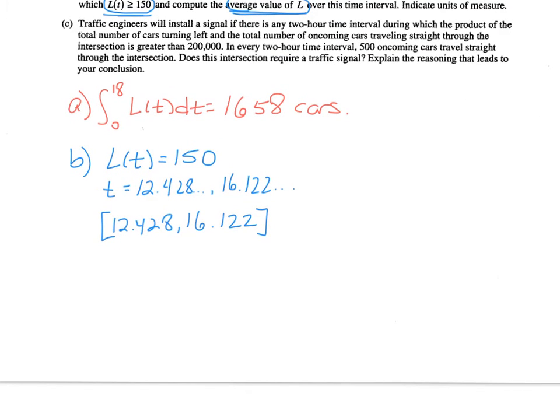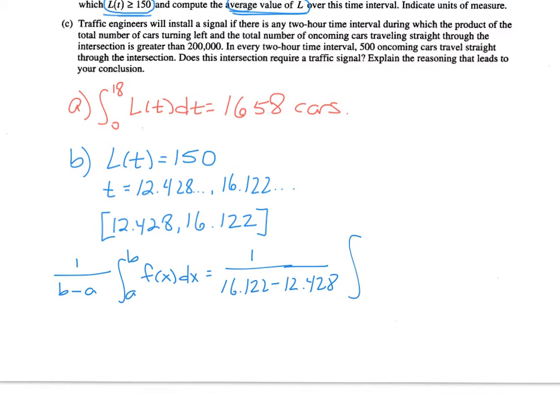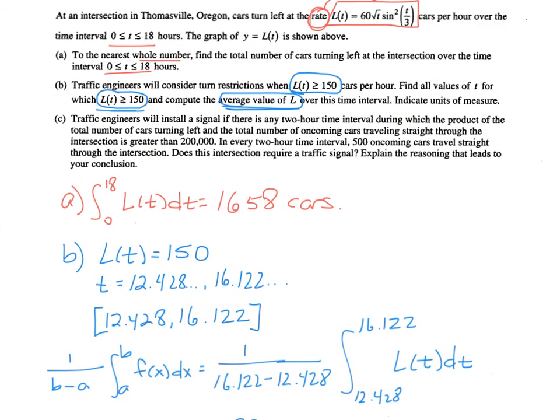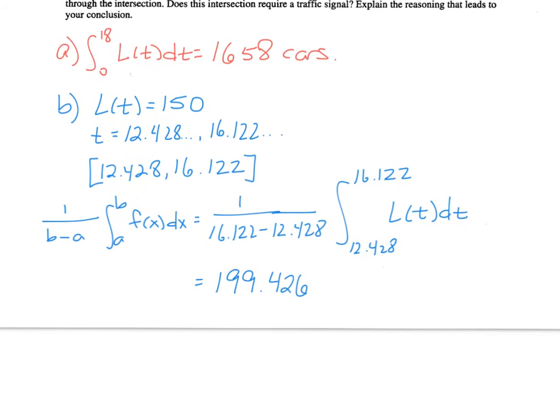So the average value of a function looks like this. So we're doing 1 over 16.122 minus 12.428 times the integral of L of t. And again, this is all going into your calculator, and you should get 199.426. And notice in the directions it says indicate units of measure. We've got to be careful to do that. And L is measured in cars per hour.